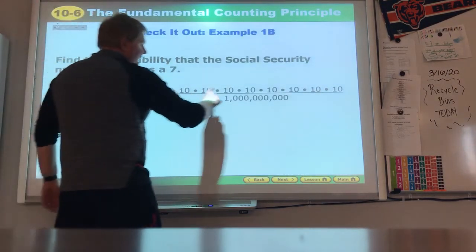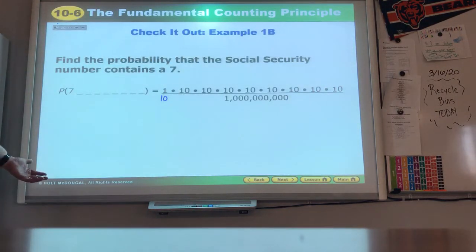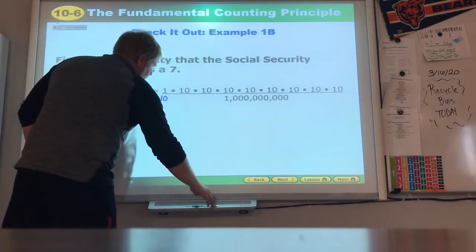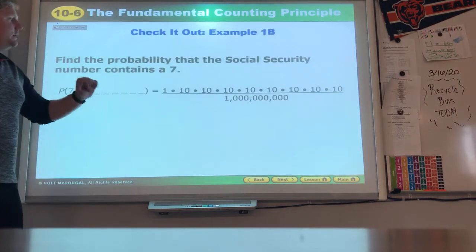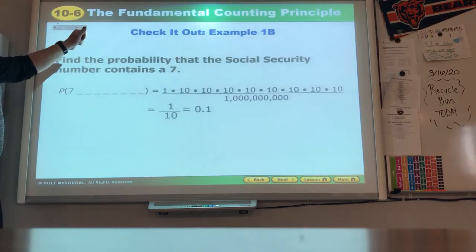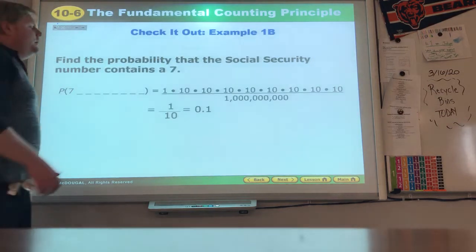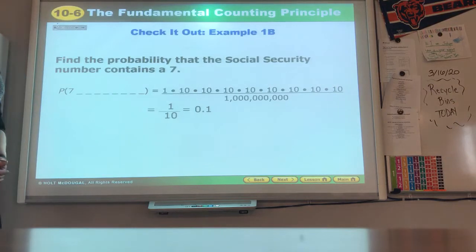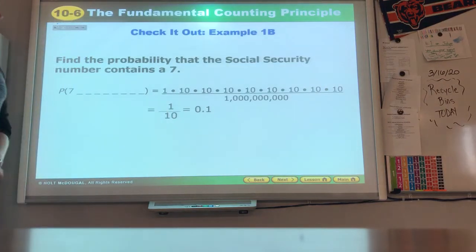The rest of them, the other 8, if you count these, it doesn't matter what they are, so we put them as a 10 over 10. And therefore, when we do this multiplication, because one spot needed to have a 7, that was 1 out of 10. The rest, it didn't matter, so that was 10 out of 10. When we do that, excuse me, it would be 100 million over 1 billion, and you do that division, it becomes 1/10.